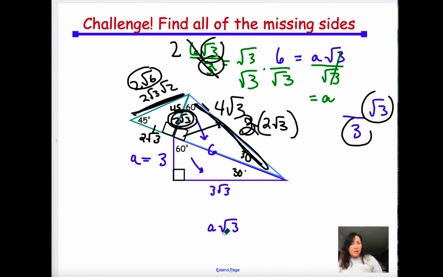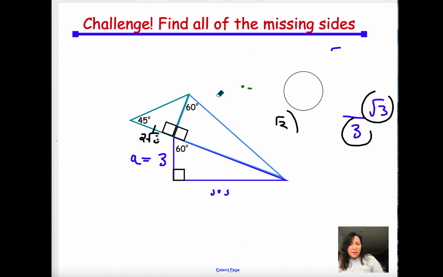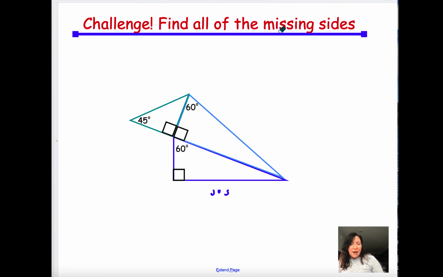So I'm going to erase all of this. And in doing this, if this was a 4 instead, then opposite the 30 is a 4. Opposite the 90 is going to be double that, so that makes that 8. Opposite the 60 would be 4 root 3. So the first triangle is pretty simple.